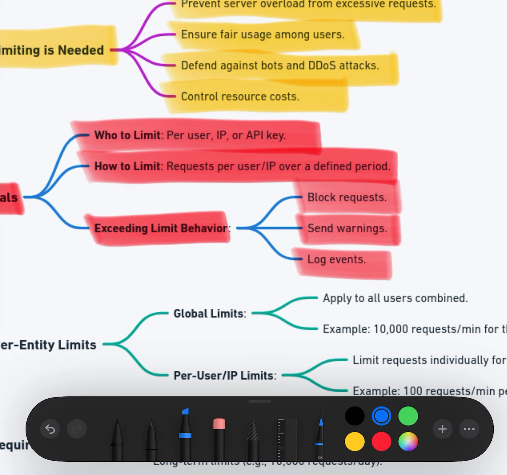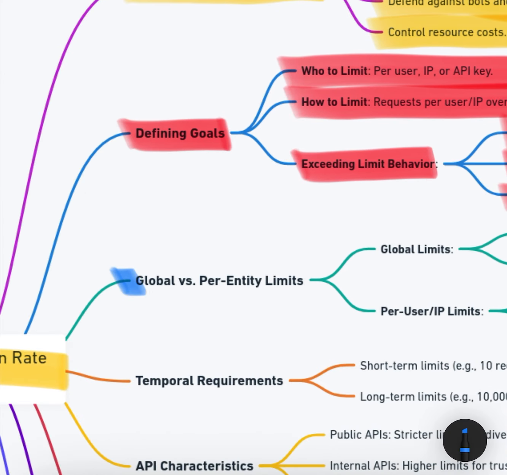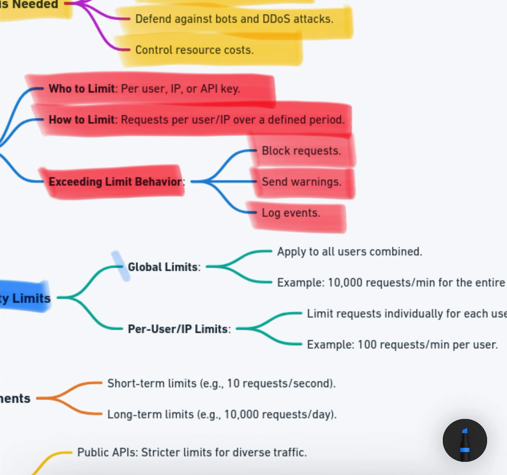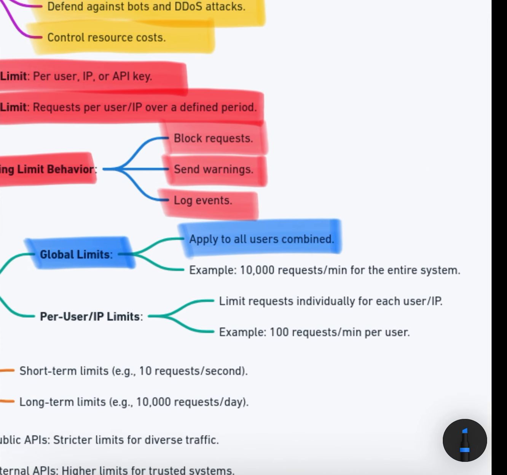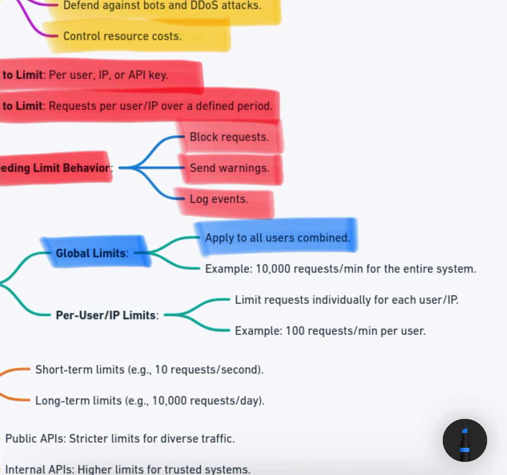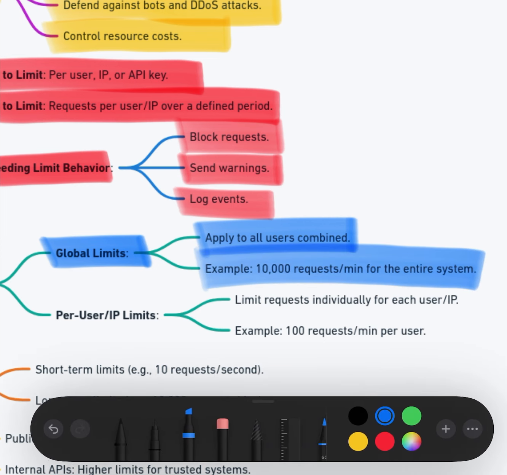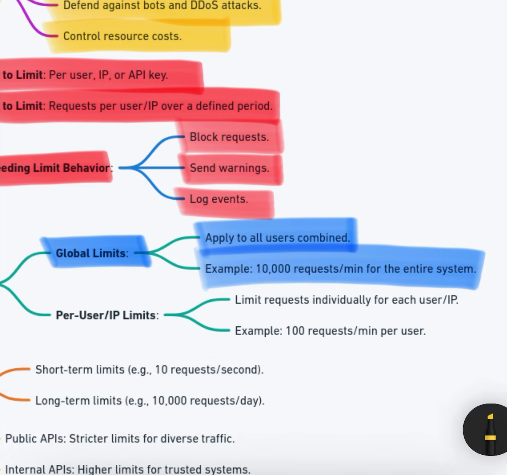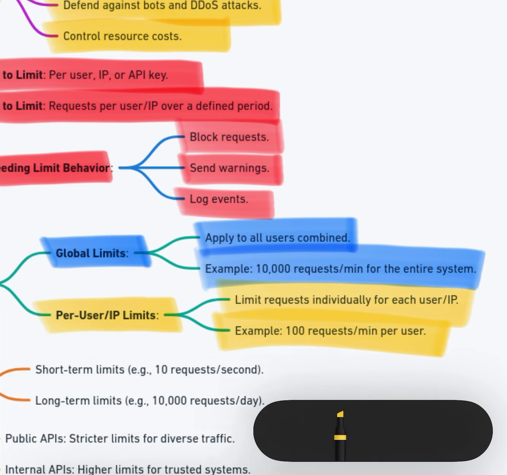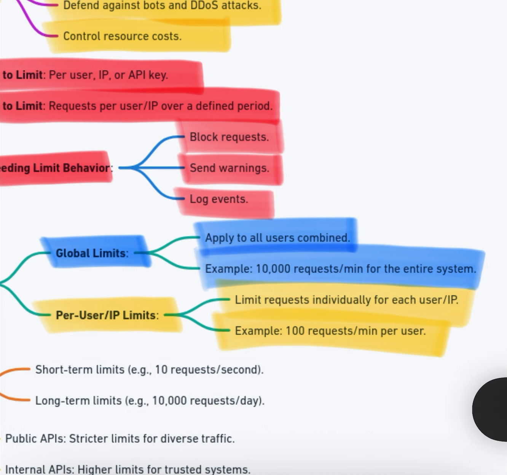3. Global versus per entity limits. Global rate limiting applies to all users or IPs combined. Example, your system allows a total of 10,000 requests per minute, regardless of individual users. Per user or IP rate limiting. Each user or IP has its own request limit. Example, a user can make 100 requests per minute, independent of others.